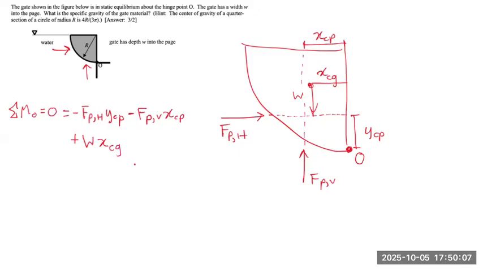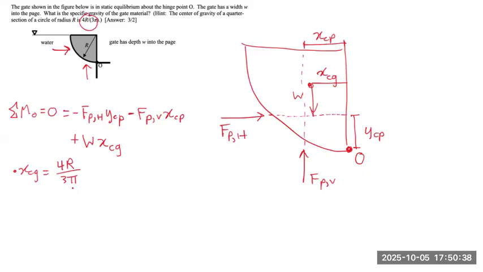So we have multiple unknowns over here that we have to find, and among them are YCP, XCP, and XCG. Well, XCG we know already to be 4r over 3 pi. So we can note that XCG equals 4r over 3 pi. Let's try to find everything that we can find already.